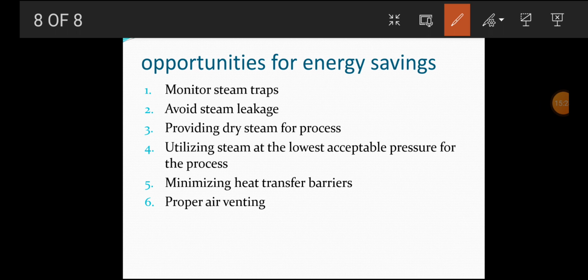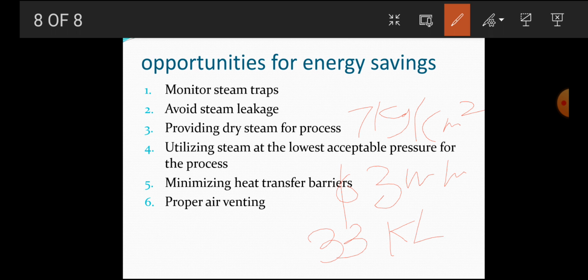So a 3 mm diameter hole in a pipe having pressure of 7 kg per centimeter square would waste 33 kiloliter of fuel oil per year.